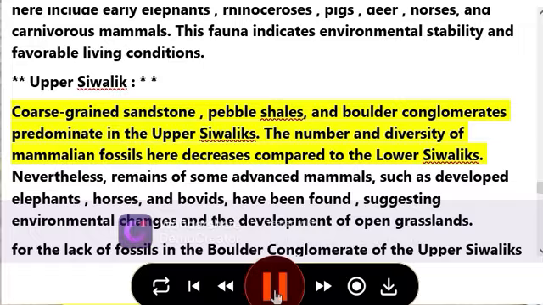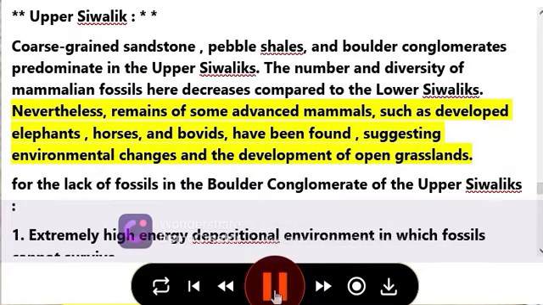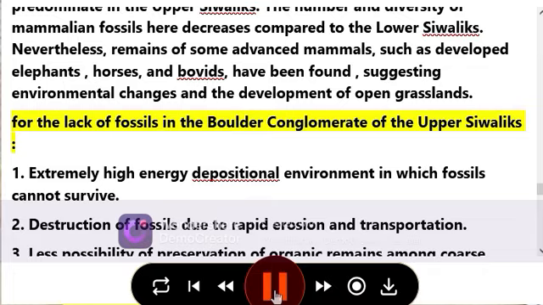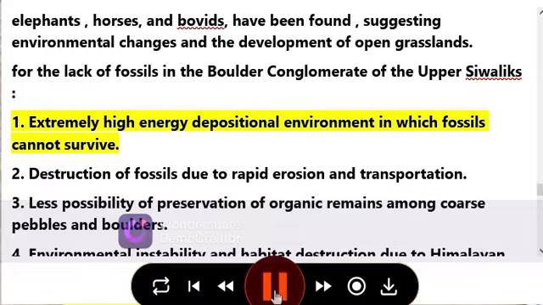Upper Shivalik. Coarse-grained sandstone, pebbly shales, and boulder conglomerates predominate in the upper Siwaliks. The number and diversity of mammalian fossils here decreases compared to the lower Siwaliks. Nevertheless, remains of some advanced mammals, such as developed elephants, horses, and bovids, have been found, suggesting environmental changes and the development of open grasslands.